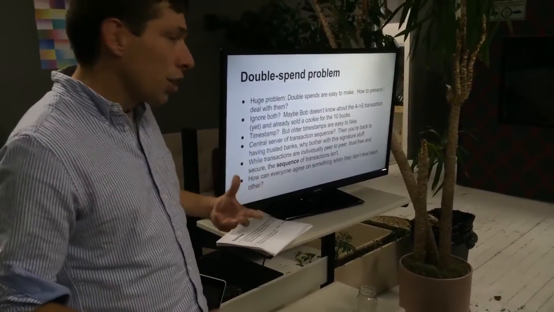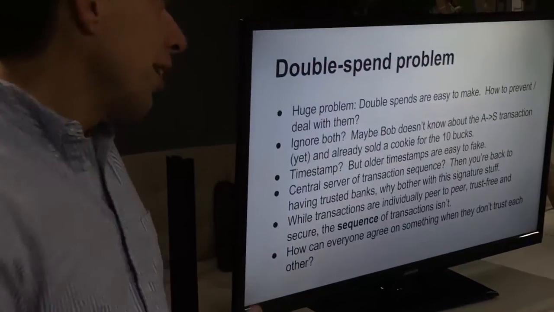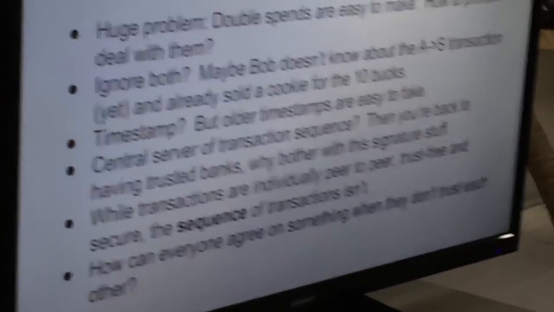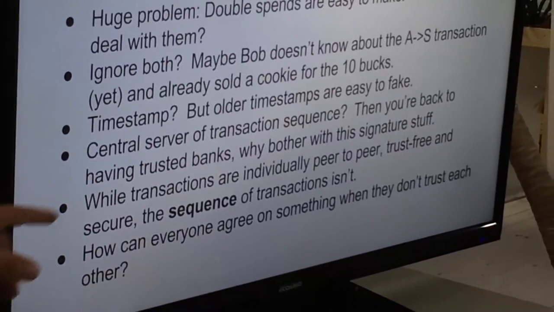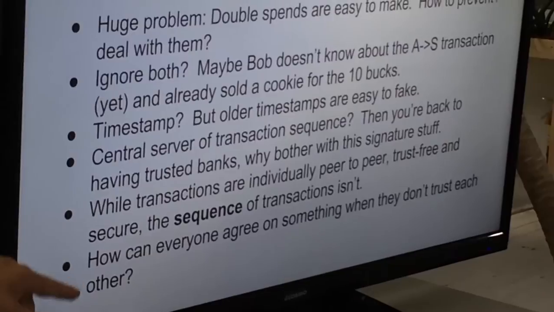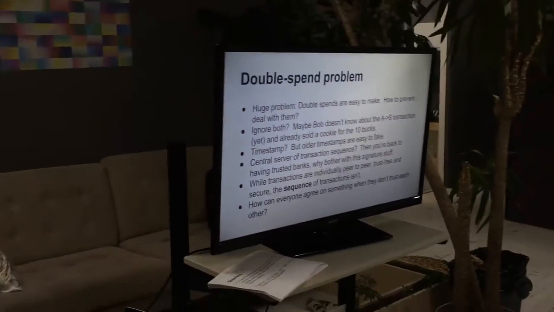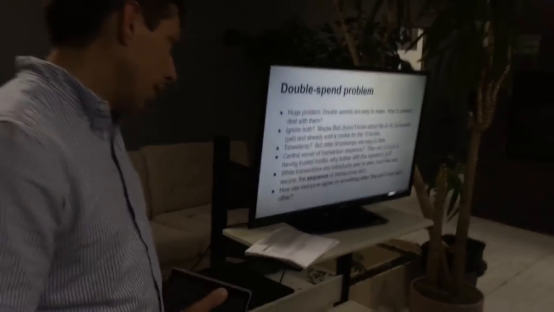You have some kind of central server to timestamp things. But then if you have a central server, you might as well just use a bank, and why do you even bother with this whole signature thing, right? And so the problem is, while the transactions are individually peer-to-peer and trust-free, the sequence of the transactions is not. And that's what Bitcoin solves, right?